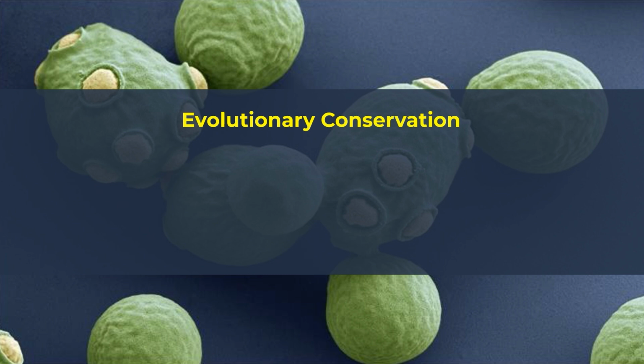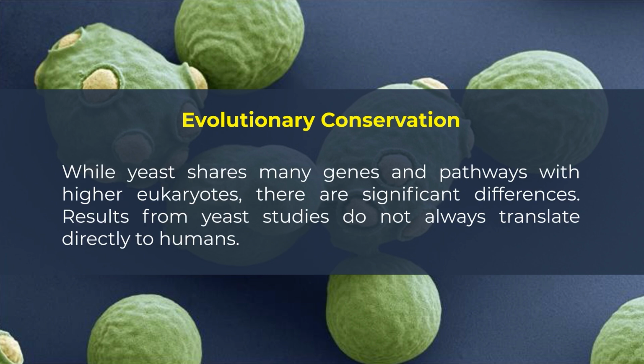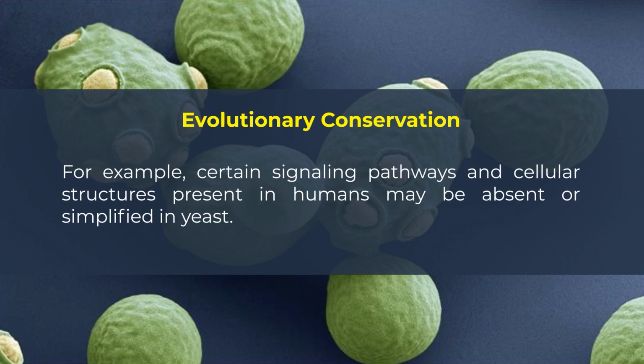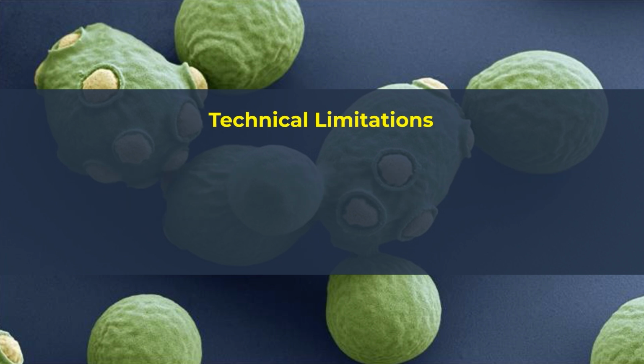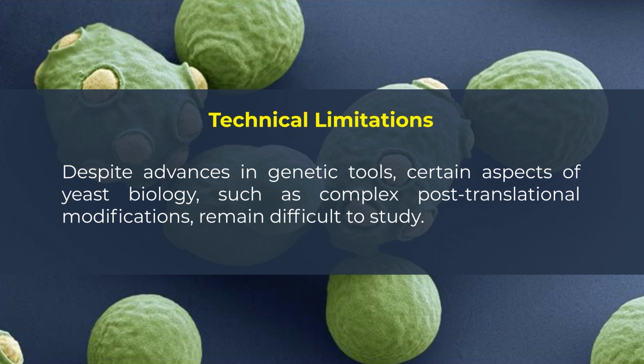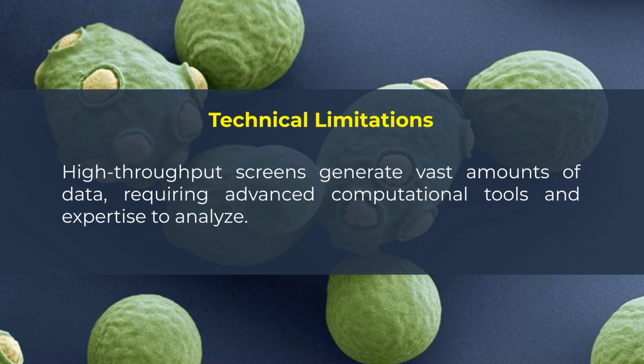Evolutionary conservation is another limitation. While yeast shares many genes and pathways with higher eukaryotes including humans, there are significant differences. Results from yeast studies do not always translate directly into humans. For example, certain signaling pathways and cellular structures present in humans may be absent or simplified in yeast. Another is technical limitation. Despite advances in genetic tools, certain aspects of gene biology, such as complex post-translational modification, remain difficult to study. High throughput screens generate vast amounts of data requiring advanced computational tools and expertise to analyze.